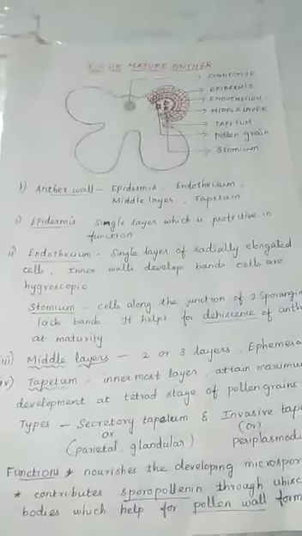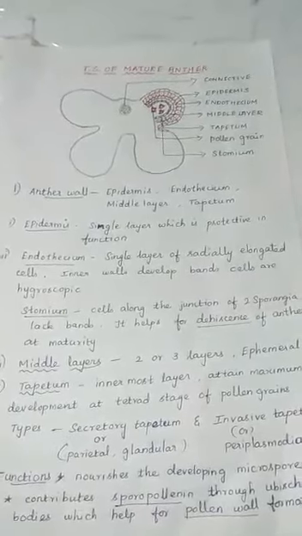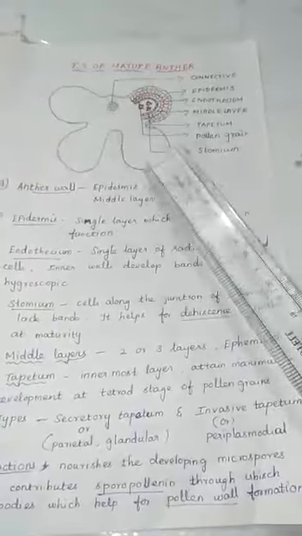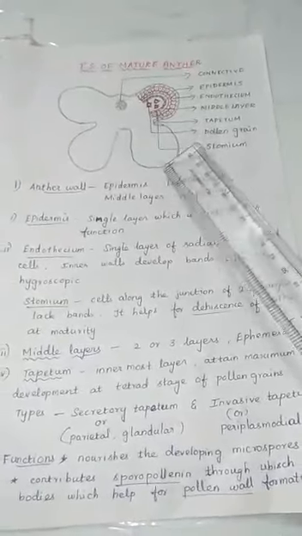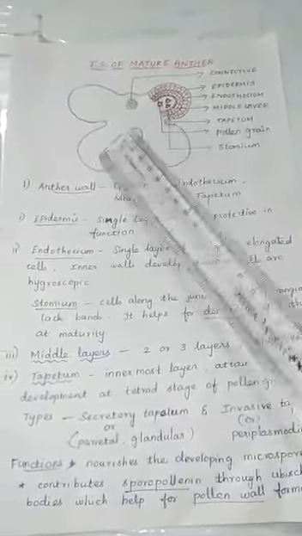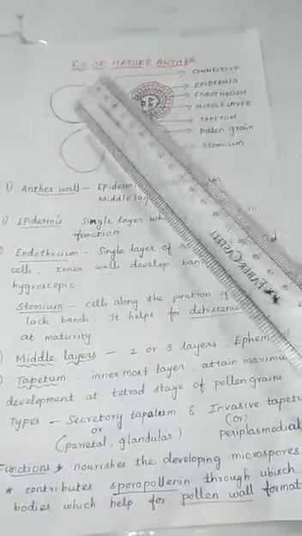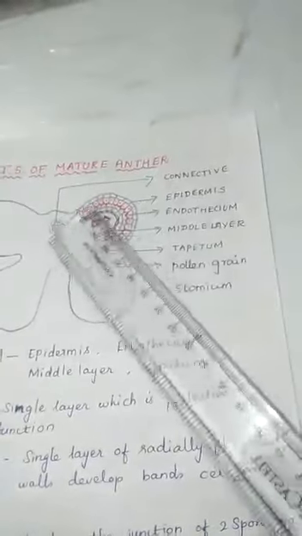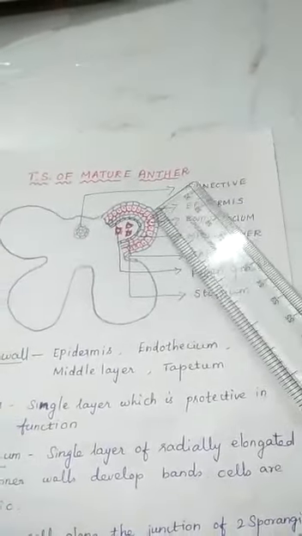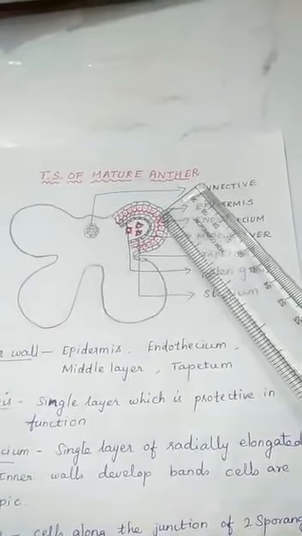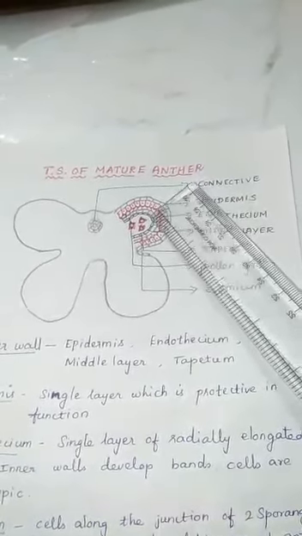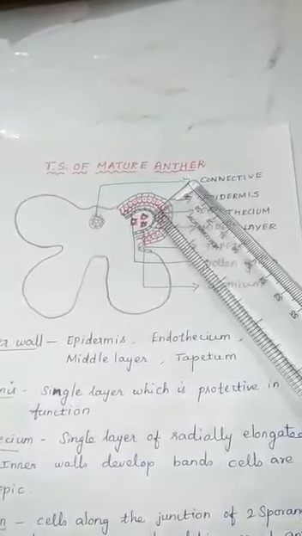TS of mature anther. Here the mature anther looks like a butterfly-shaped structure. It consists of bilobes and the mature anther is a tetrasporangiate type. It consists of 4 sporangia. Let's see the parts one by one. Here this is connective tissue, this is epidermis, then this is endothecium. The next two layers are middle layers, then the innermost is the tapetum.